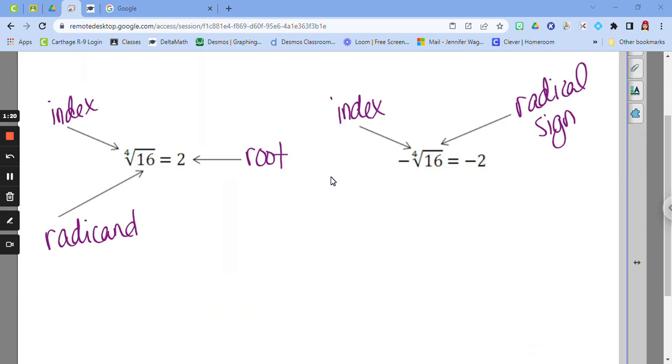So the fourth root of 16. In this case, 2 to the fourth power is 16. So if I were to multiply 4 2's together, I would get 16. So the index is telling me a group of 4 in this case.